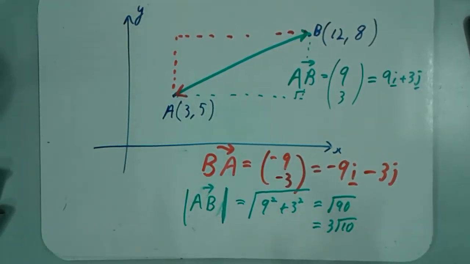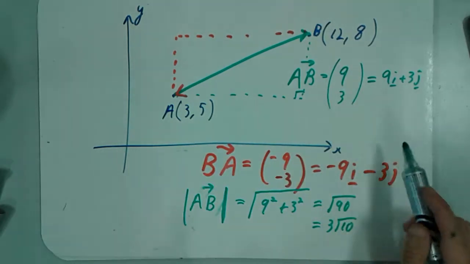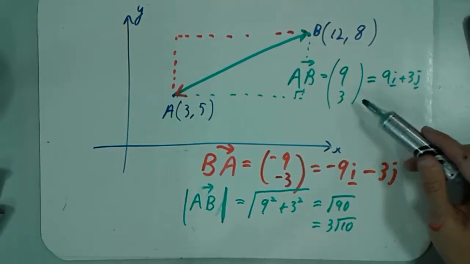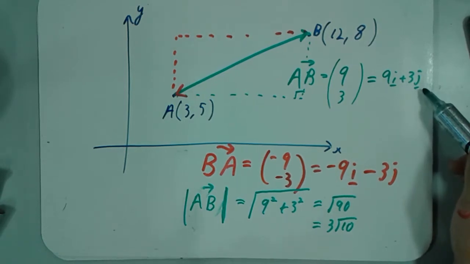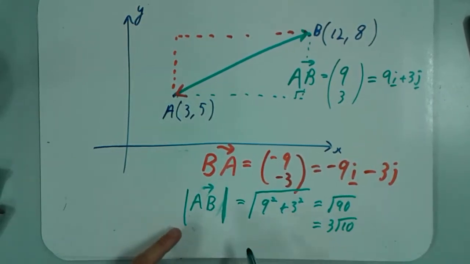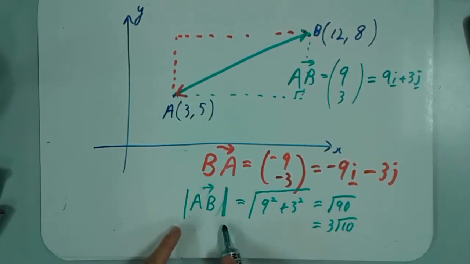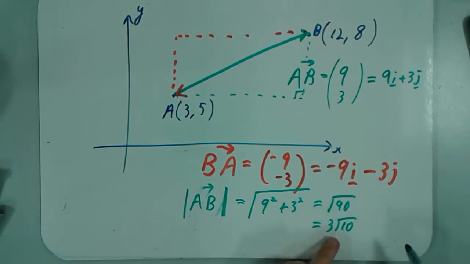Okay, so we've got our definition of a vector. It describes how to go from one place to another. It can be written in two different forms, column vector or i and j form. And once we know its direction, we can also work out its length. We write that as the magnitude of the vector, and then we just use Pythagoras to do that. That's our basic introduction to vectors.